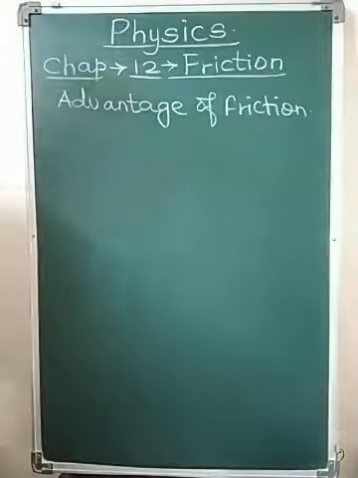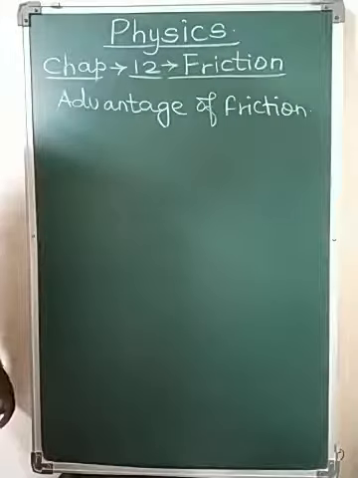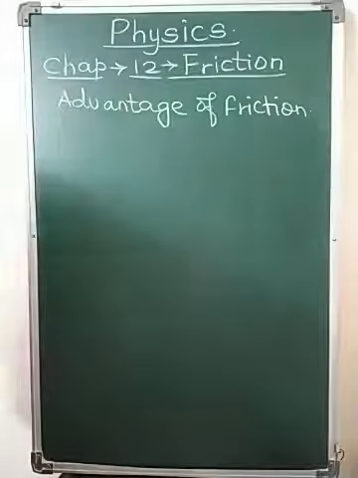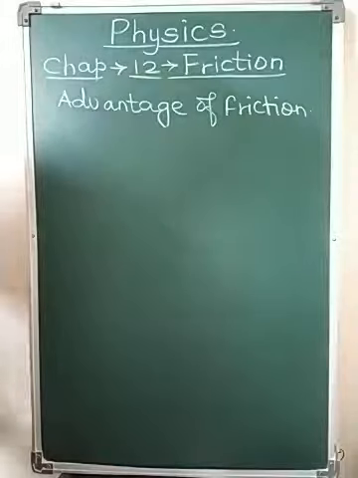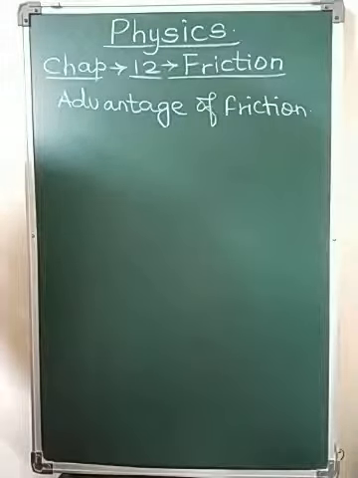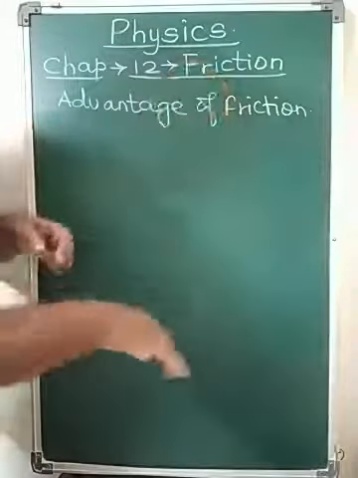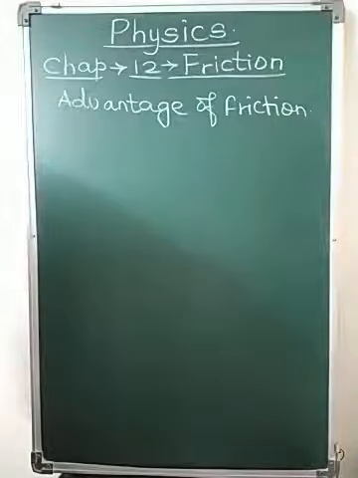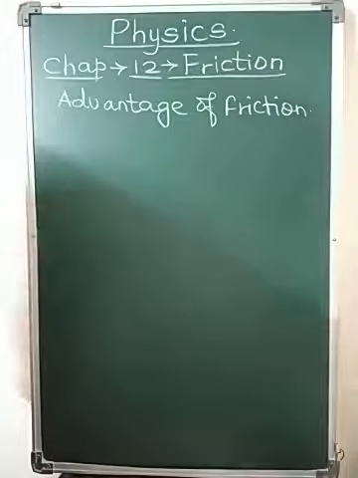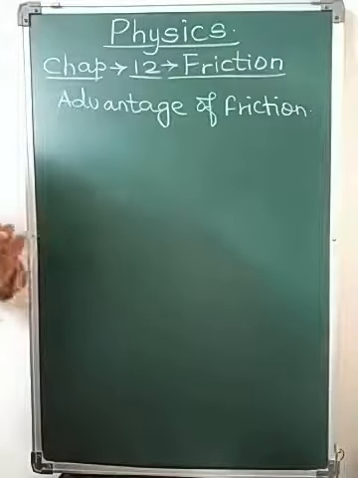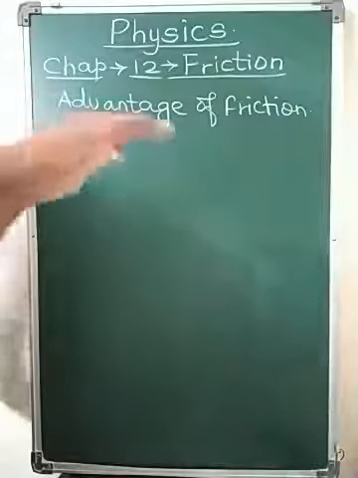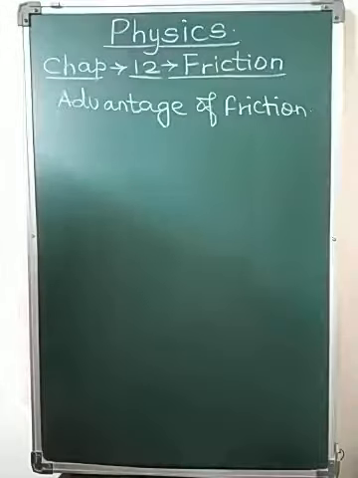Okay, so what are the advantages of friction? Let us see advantages of friction. Although friction slows down a moving object, it is essential for an object to move on a solid surface. So although friction is slowing down the object, it is very essential that the object should move in a medium. Either it is on a solid surface, in a liquid, or in a gas.